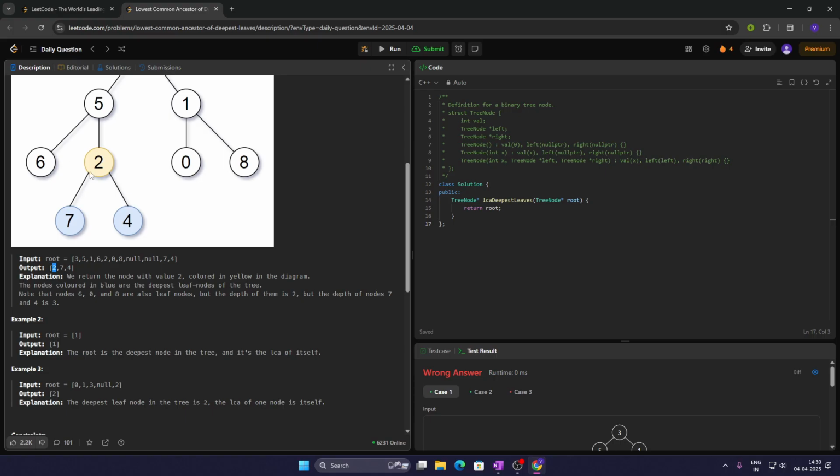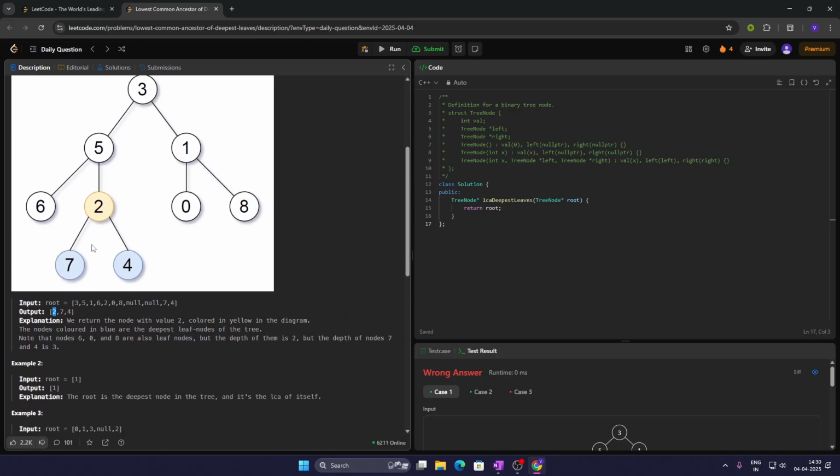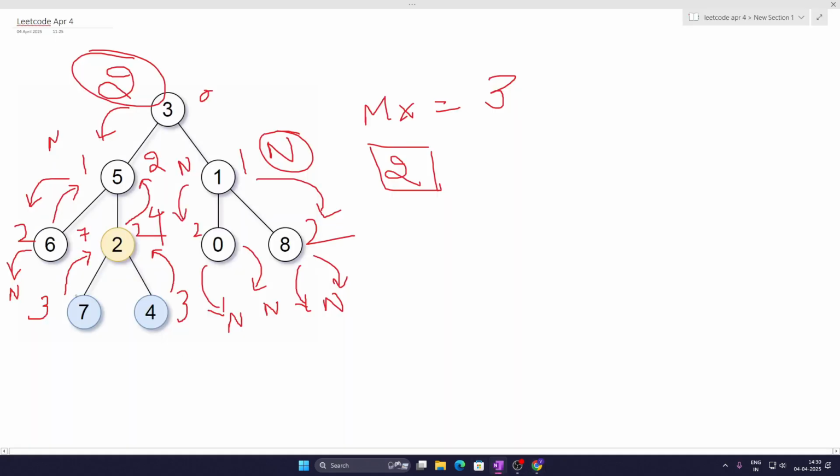In prefix notation, 2 and 7 and 4. From 2 we are able to reach 7 as well as 4. For this tree, the answer will be 2.